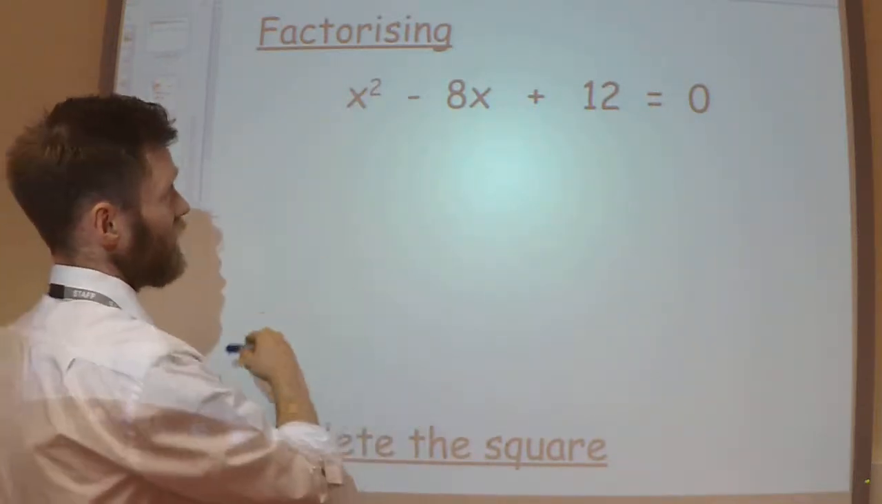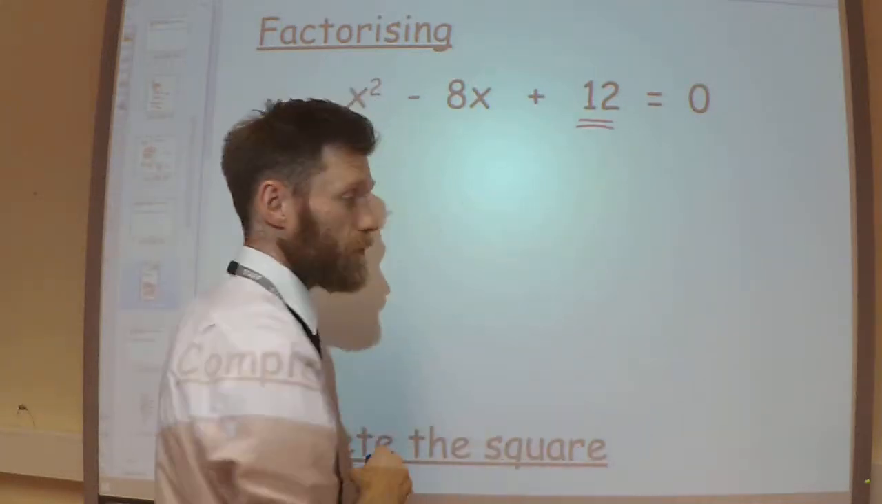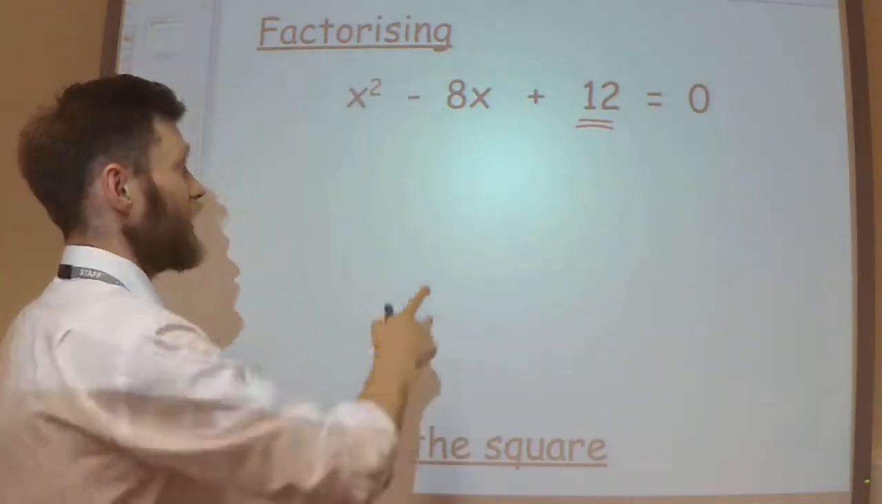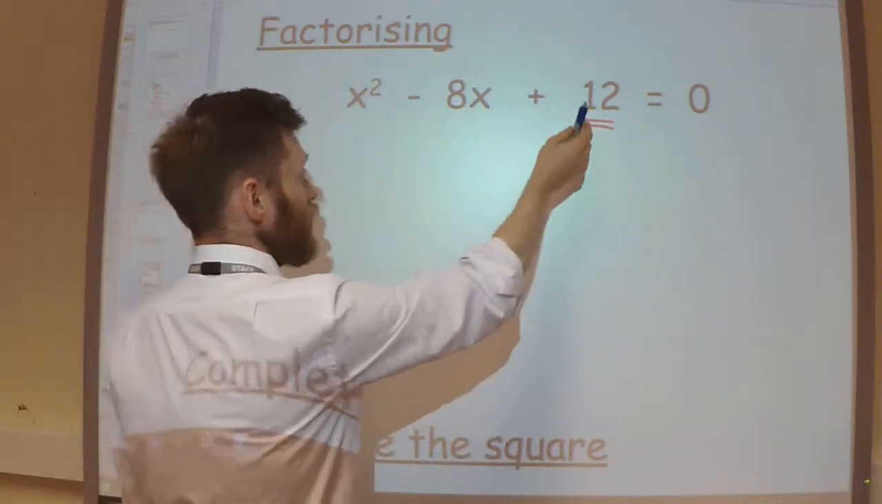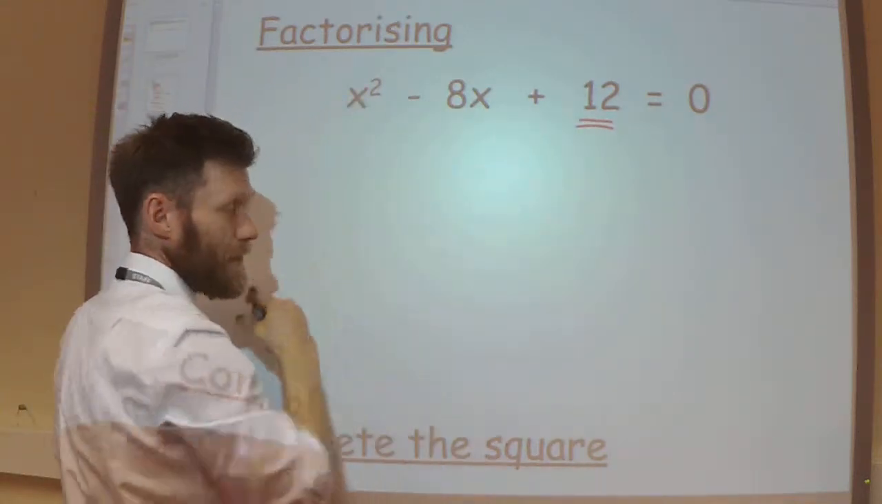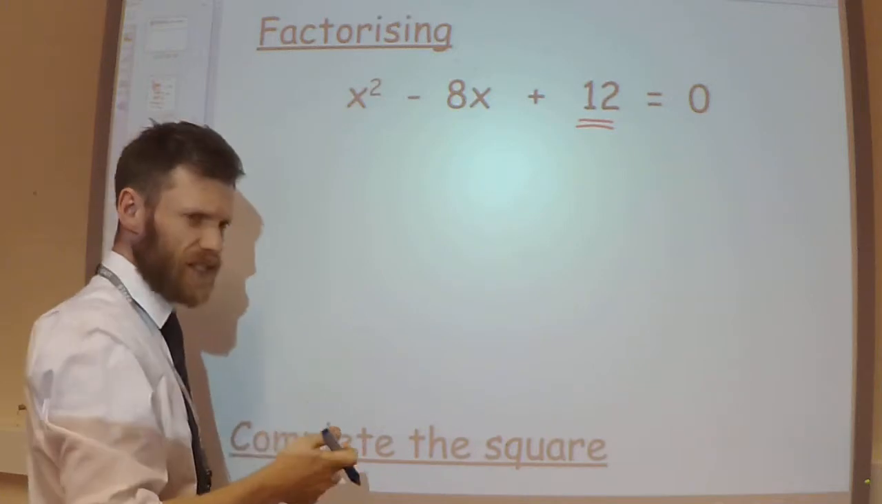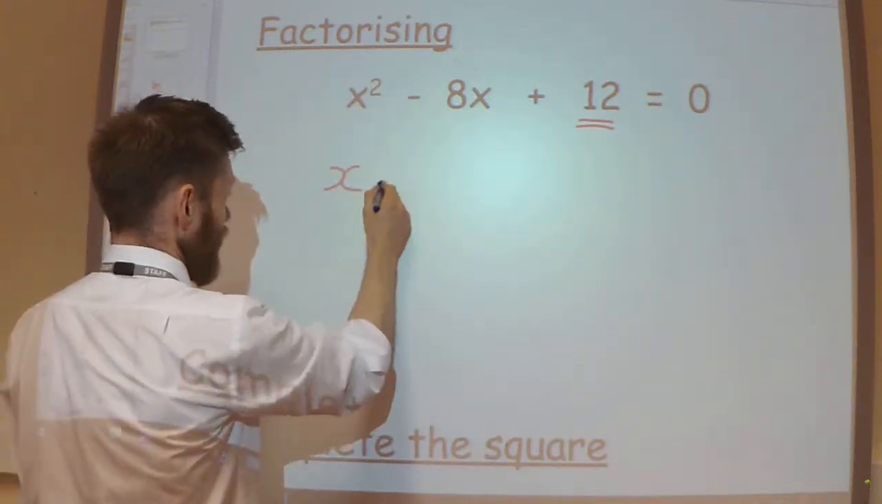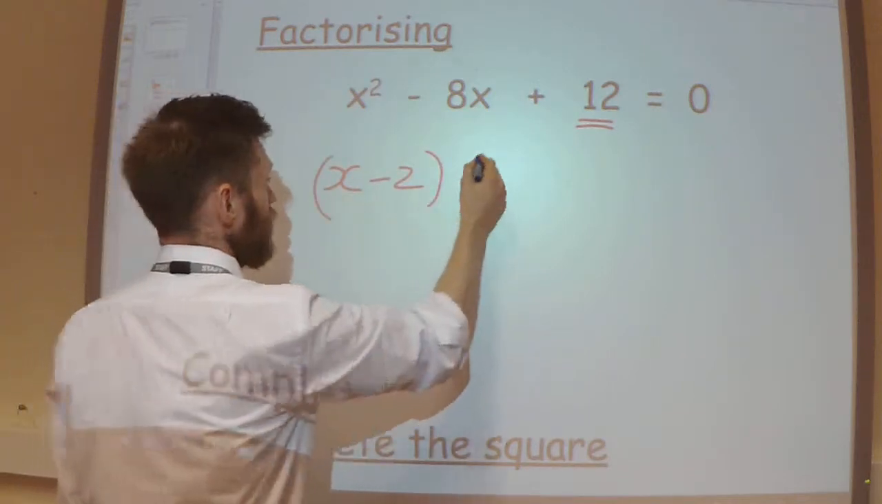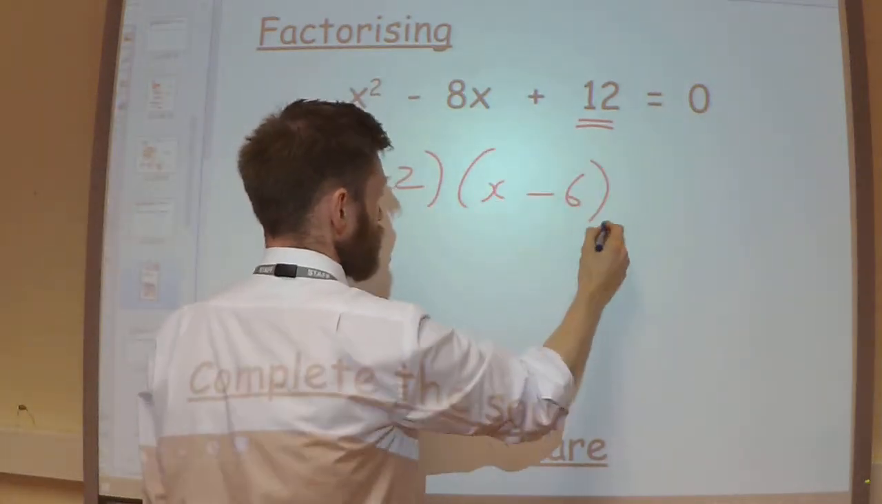Just remember that we're looking for 2 numbers that multiply to make the term on the end and add to make the term in the middle. In this case here, 2 numbers that multiply to make 12 and add to make minus 8. It's going to have to be negative 2 and negative 6. So I will have x minus 2, x minus 6.